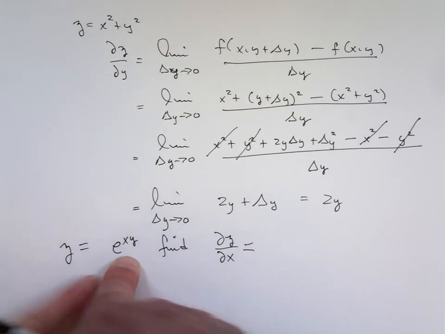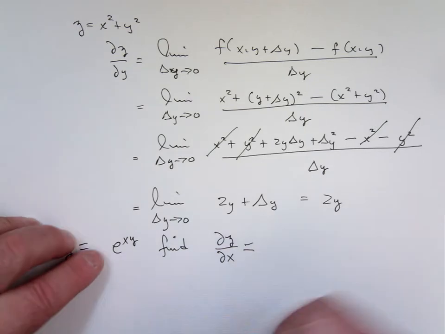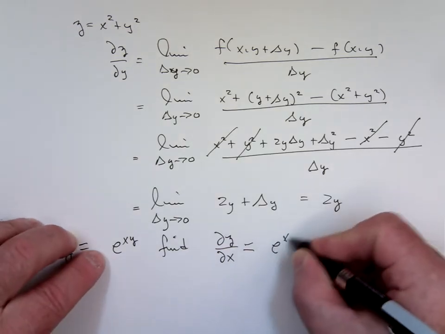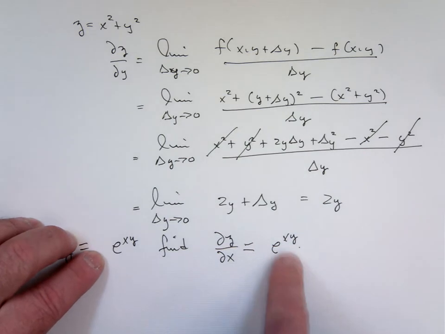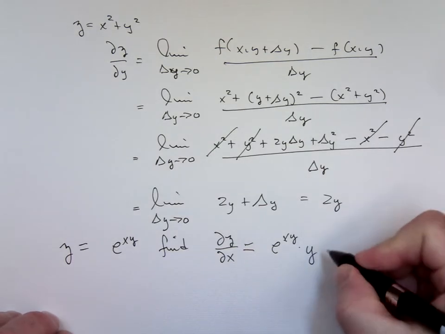So, what form is this? e to the u. The derivative is e to the u times du/dx. What's the derivative of xy with respect to x, holding y constant? It's y. That is correct. I know, that's what everybody messes up on.